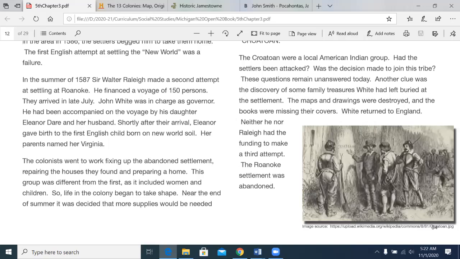Yes, that question will apparently pop up from time to time in trivia games or in social studies classes as being the first English child born here.